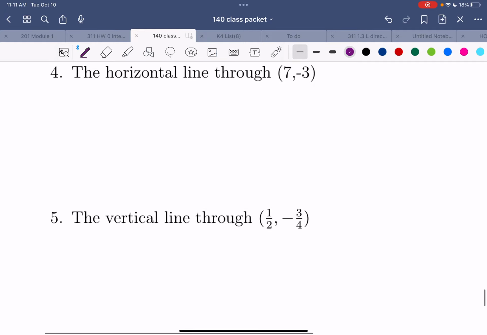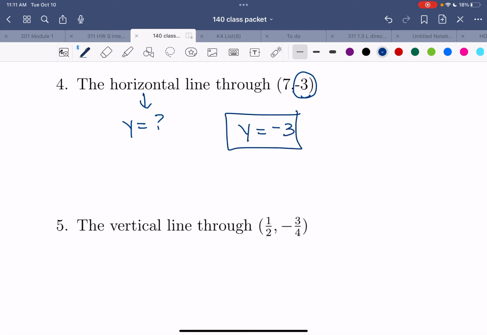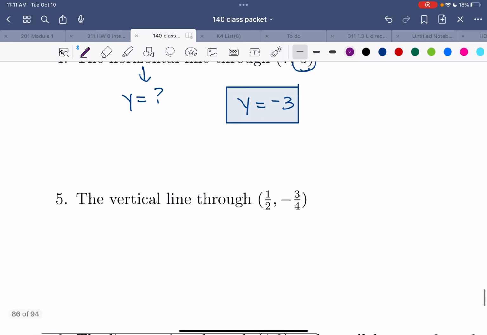All right, 4 and 5 are our horizontal and vertical. So horizontal line, remember this is always y equals some number. Which number? Well, it's whatever your y coordinate is. So in this case, it's going to be y equals -3. For number 5, the vertical lines are always x equals, and so we're going to pick out the x coordinate. So this is going to be x equals 1/2.